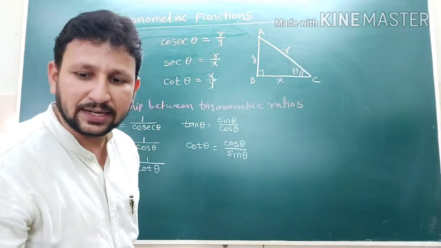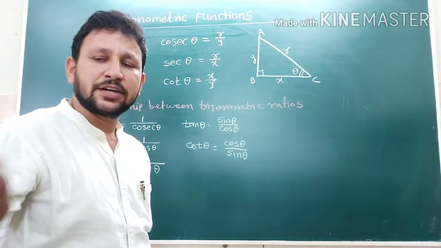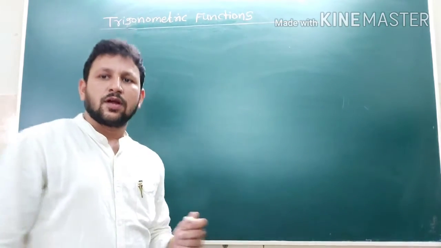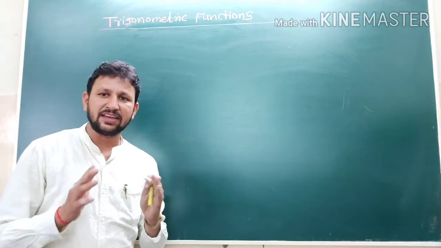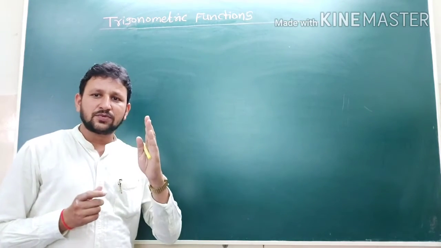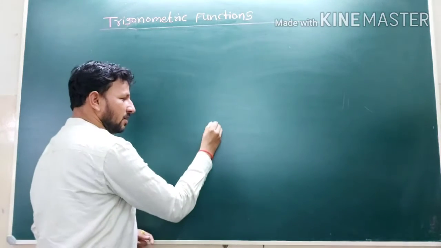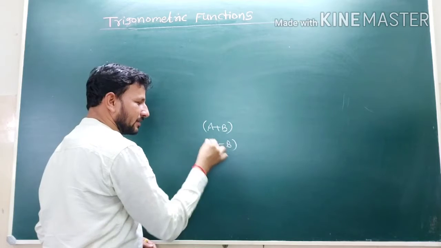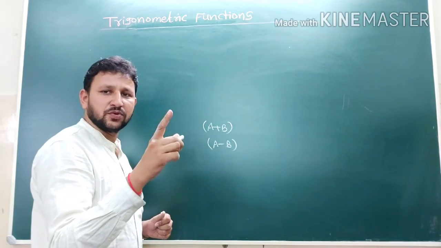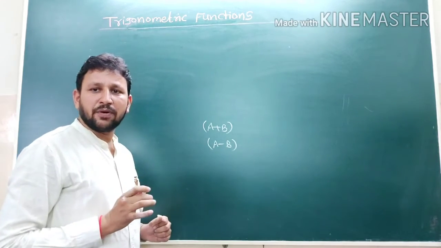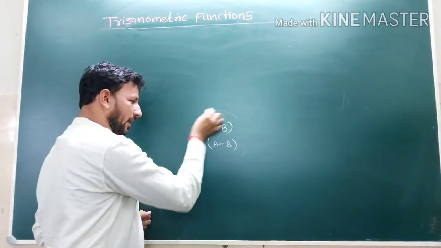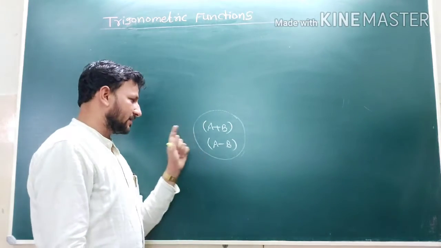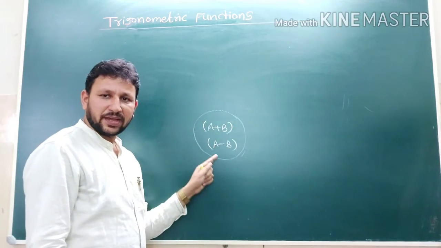In 11th standard, you have learned the concept of trigonometric functions for the compound angles. Compound angles mean angles which are expressed in the form of a plus b or a minus b, that is the sum or difference of two angles; they are said to be compound angles. For these compound angles, we have to find the trigonometric function values, that is sin of a plus b, sin of a minus b.